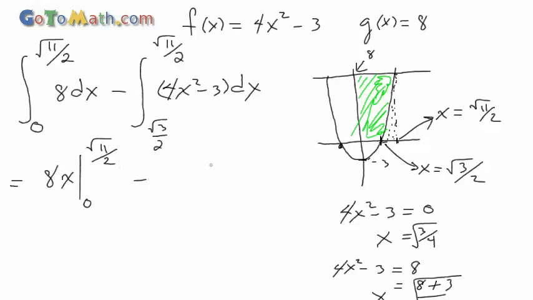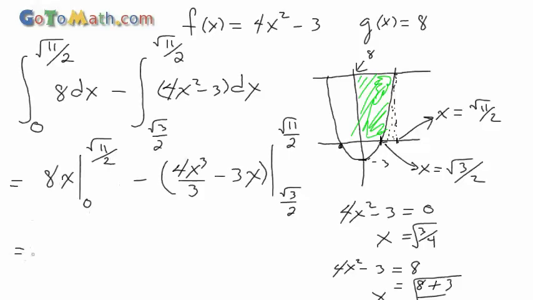Alright. Minus, so this is going to become 4x cubed over 3 minus 3x. Let's put a parentheses around this because of this minus sign here. And then we're going from the square root of 3 over 2, and then the square root of 11 over 2. Alright. So we'll go ahead and plug this in. We have 8 times the square root of 11 over 2. And no need plugging 0 in because we're just going to get 0. It'd be minus 0 here.